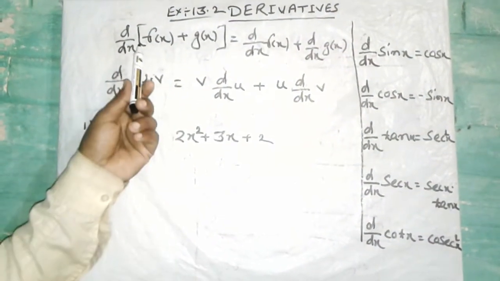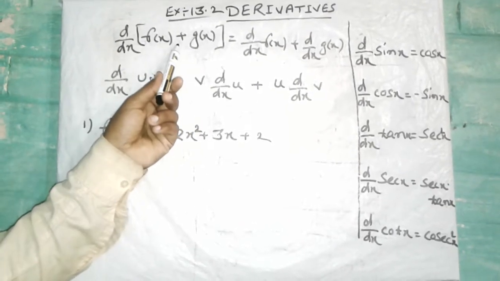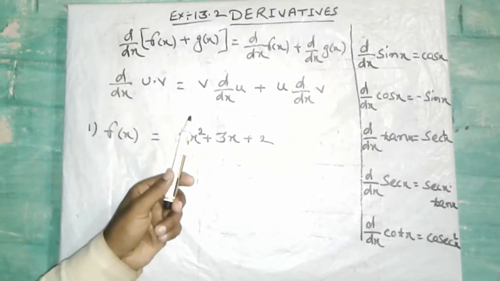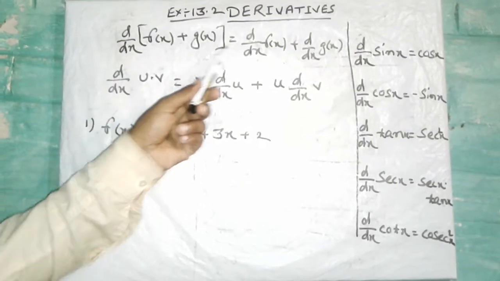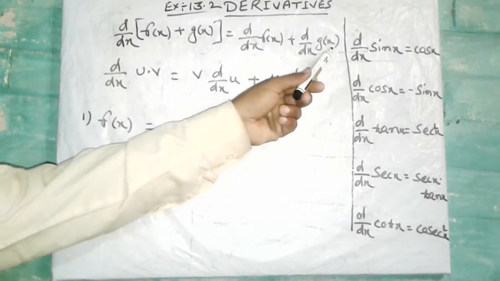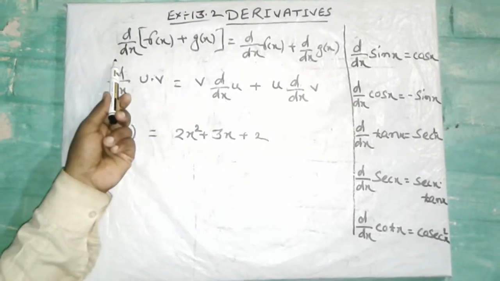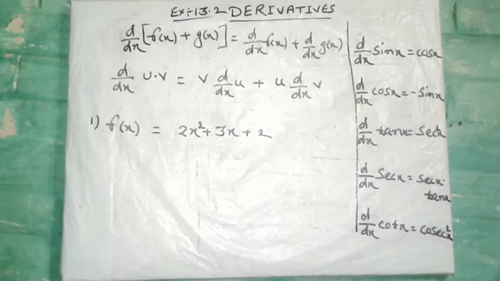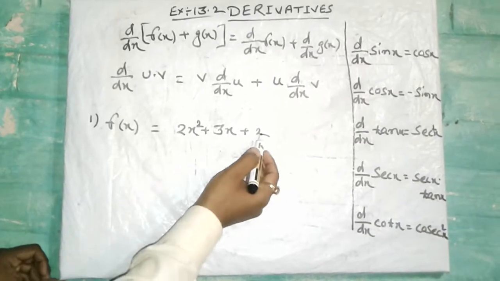So friends, let us see how we can differentiate two functions when the two functions are given in addition form. We have to remember that if d/dx of f(x) plus g(x) is there, then by breaking this into finding the d/dx of f(x) and finding the d/dx of g(x), and adding the results, we can get the derivative. So let us take one example. Here f(x) is given as 2x square plus 3x plus 2.